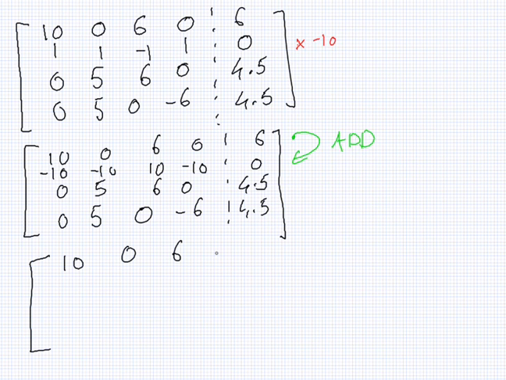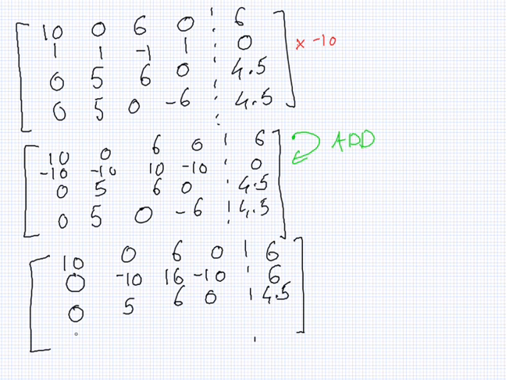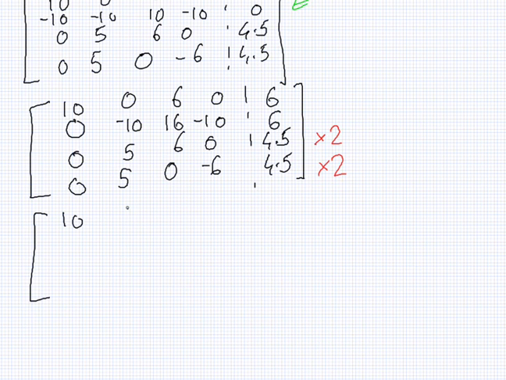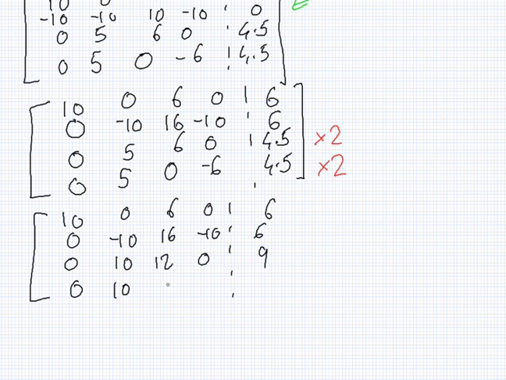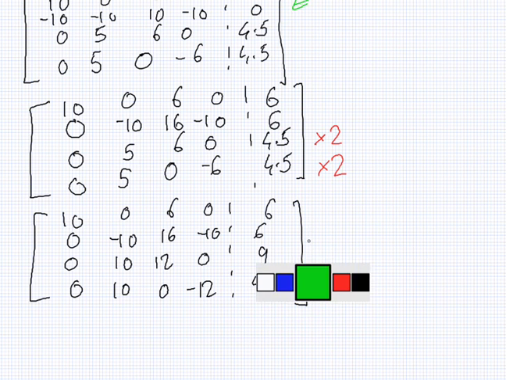So 10, 0, 6, 0, 6, 0, minus 10, 16, minus 10, 6, 0, 5, 6, 0, 4.5, 0, 5, 0, minus 6, 4.5. Then what I'll do is I'll multiply this by 2 and multiply this by 2. So now I have 10, 0, 6, 0, 6, 0, minus 10, 16, minus 10, 6, 0, 10, 12, 0, 9, 0, 10, 0, minus 12, 9. Then what I do is I take this one and add it as well as the fourth one.